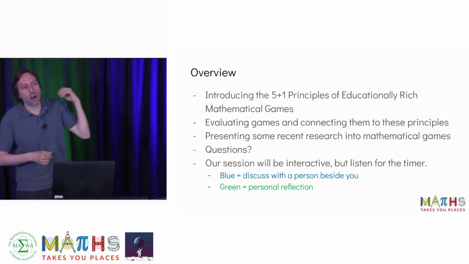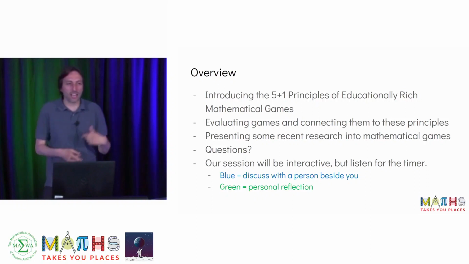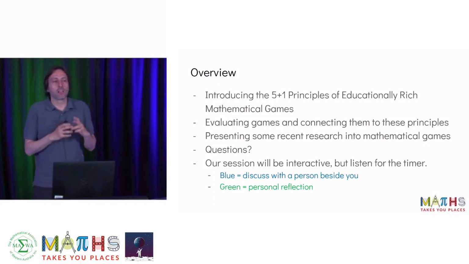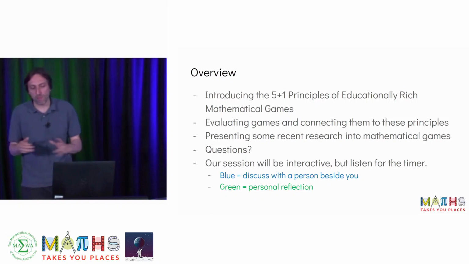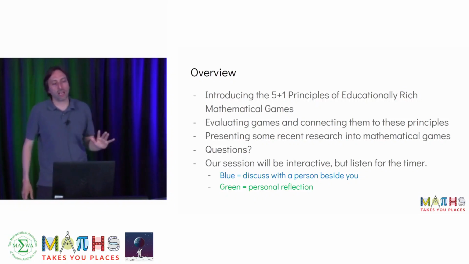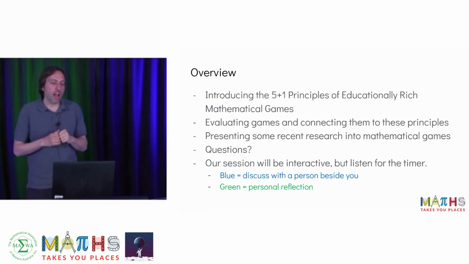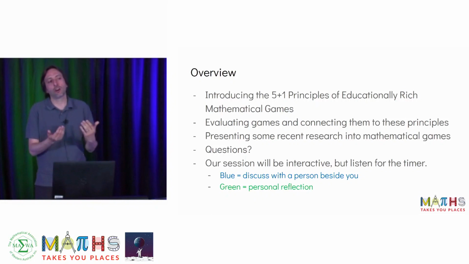Okay, now I want this session to be interactive. And I know that's difficult because it's hard to have synchronous reaction. But there's a code here that's going to help us. So when the blue text comes up, I want you to have a discussion with the person beside you. And when the green comes up, it's an opportunity for a personal reflection. Okay, so blue discussion, green reflection. We're going to see how that works.